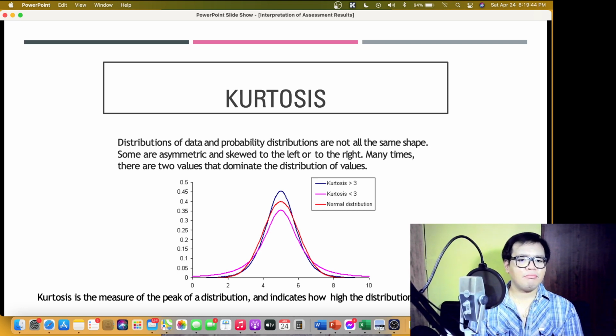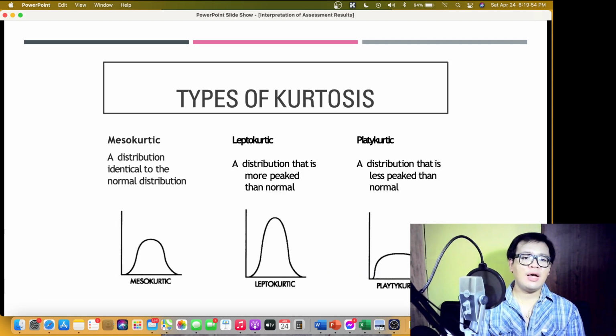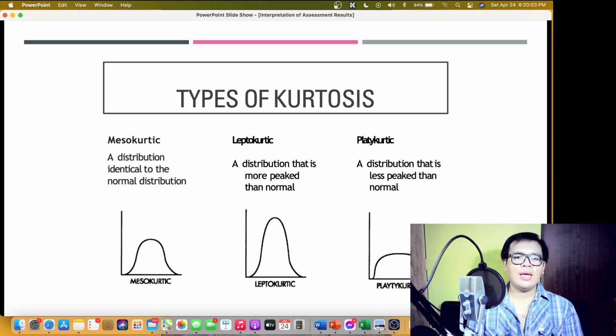Kurtosis is a measure of the peak of a distribution and indicates how high the distribution is around the mean. Okay, so there are types of kurtosis. You have mesokurtic, where the distribution is identical to the normal distribution. The leptokurtic, a distribution that is more peaked than normal, and the platykurtic, a distribution which is less peaked than the normal.